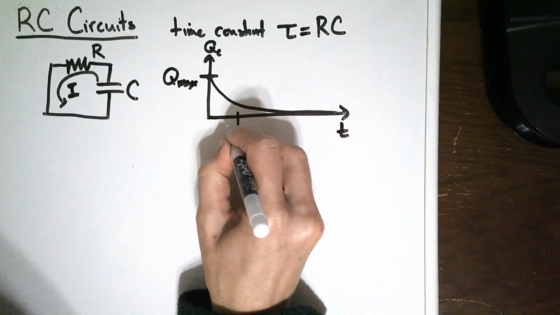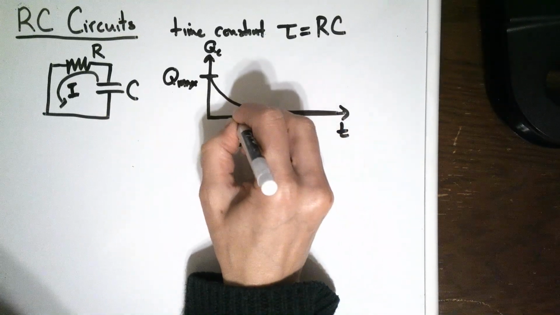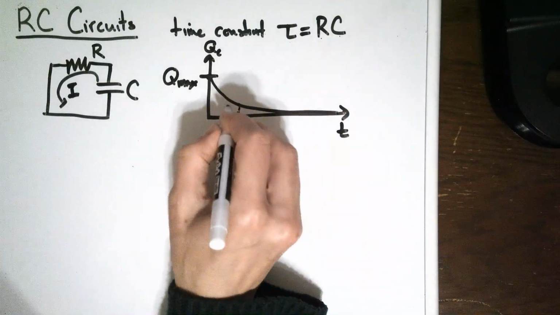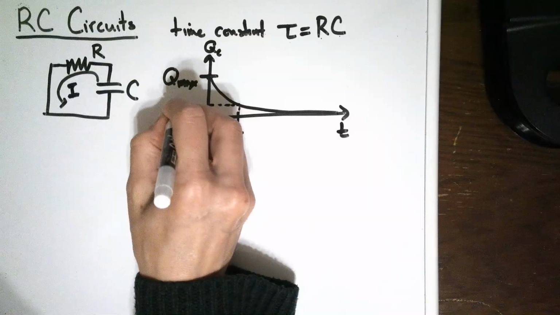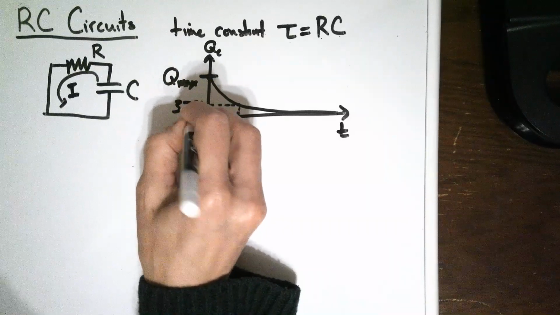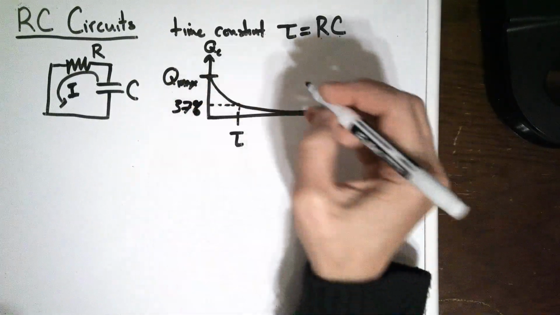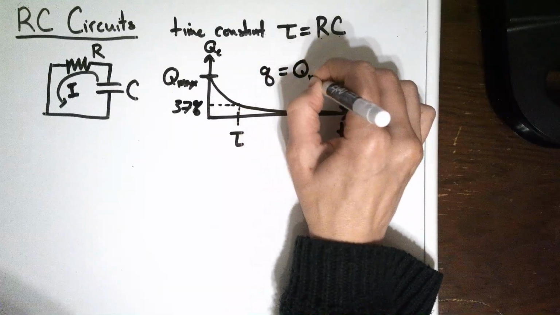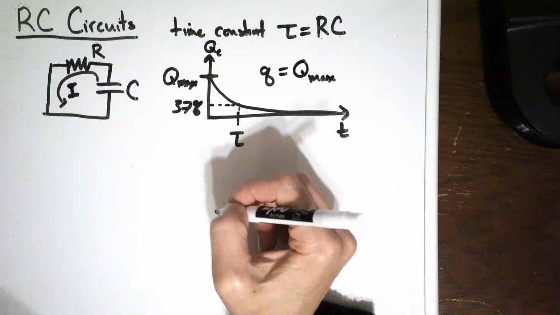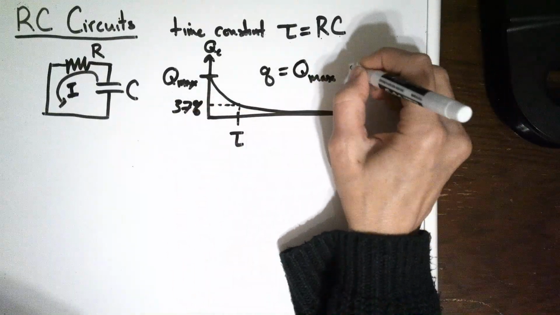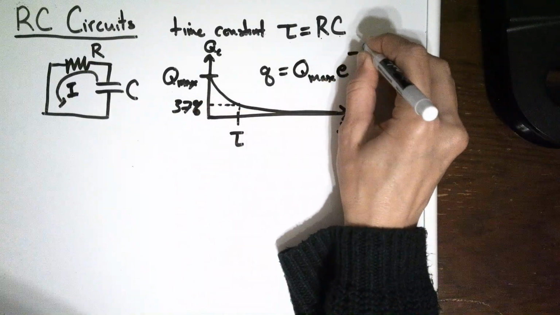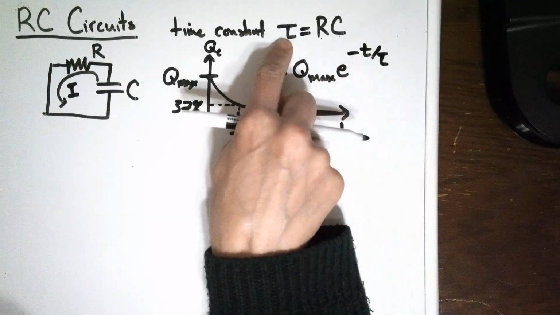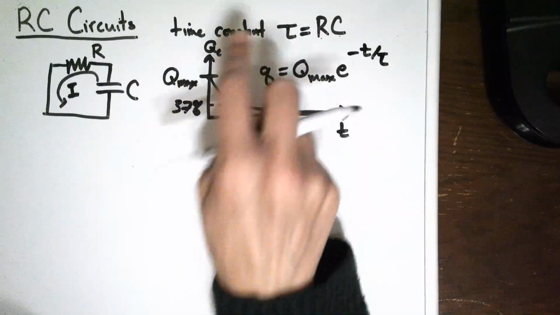And of course, the time constant is the same. When the time is equal to the resistance times the capacitance, that's when we're down to 37% of our maximum charge. And the equation for this is just whatever max charge we started at, the initial charge, times this exponential decay. Again, how fast we go depends on what the time constant is here.